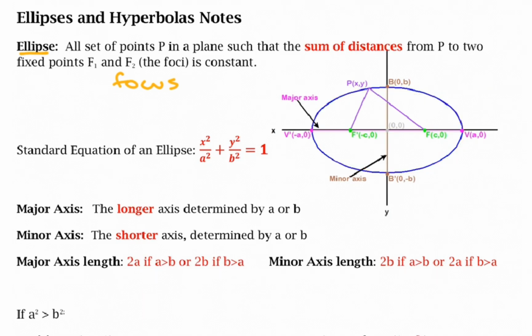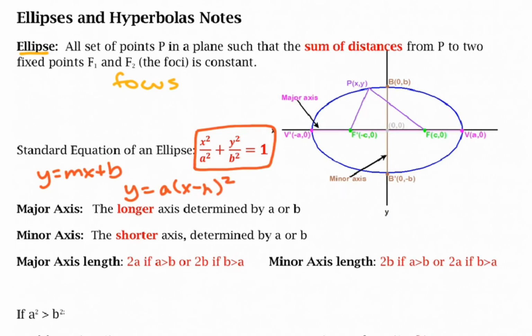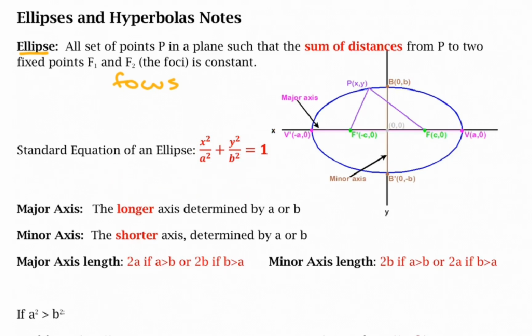Okay, so the standard equation. In all of our other topics we have standard equations. We have a standard equation for a linear equation, y equals mx plus b. We have standard equations for circles and for quadratics, like a quadratic is y equals a times x minus h quantity squared plus k. So we have different equations that tell us what kind of situation we're looking at. And for an ellipse, this is it.